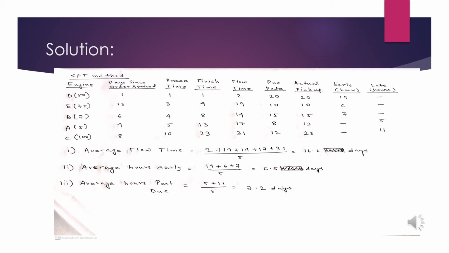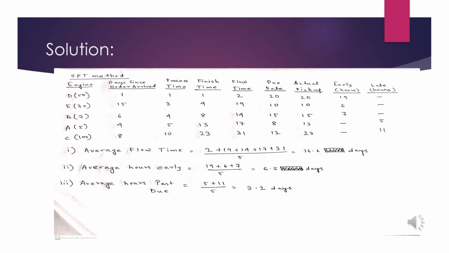Now if we start the work, D is started at time 0. The processing time is 1, so the finishing time is 1. The flow time is the days since order arrived plus the finish time, which is 2. Subsequently E will start at 1, the processing time is 3, the finish time will be 4, and since the days since order arrived is 15, 4 plus 15 gives us the total flow time of 19.